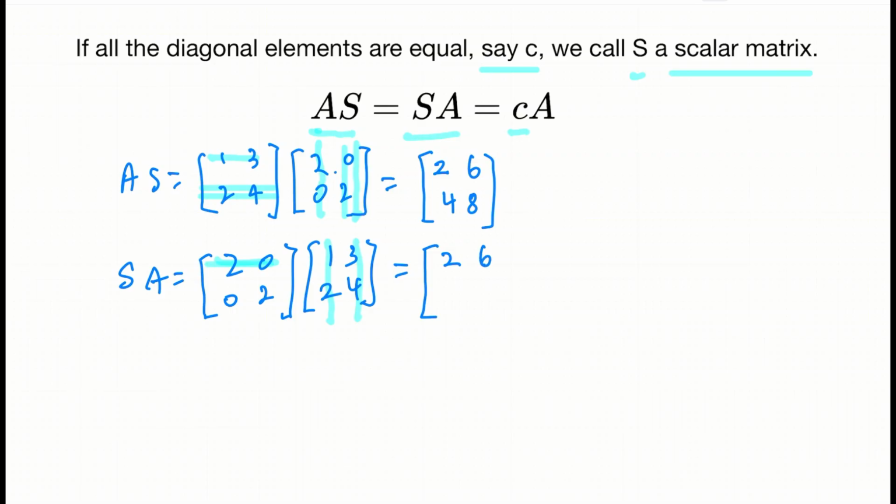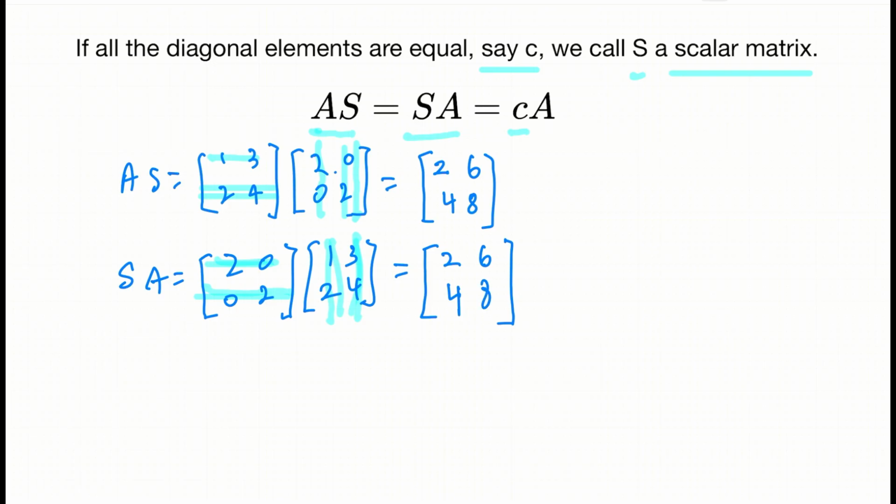In the second row, first column, we take the bottom row times the first column, 0 times 1 is 0, 2 times 2 is 4. So that element's going to be a 4. And then finally we finish this off with 0 times 3, and 2 times 4, so that's going to be an 8.